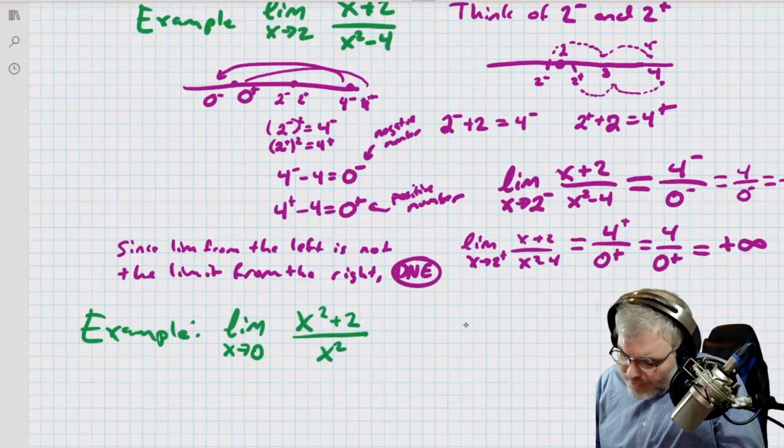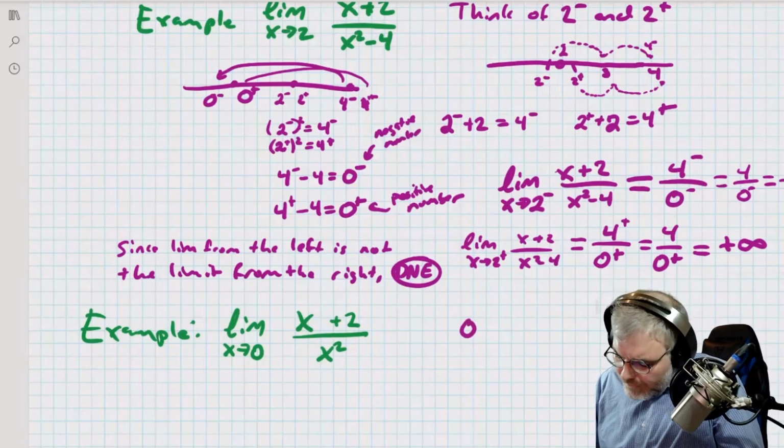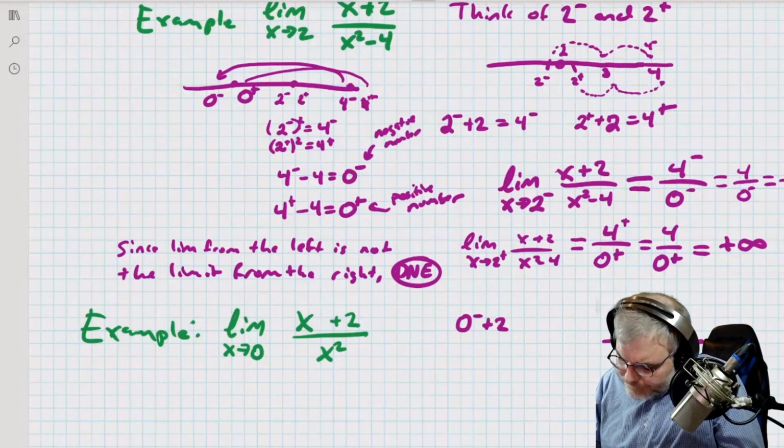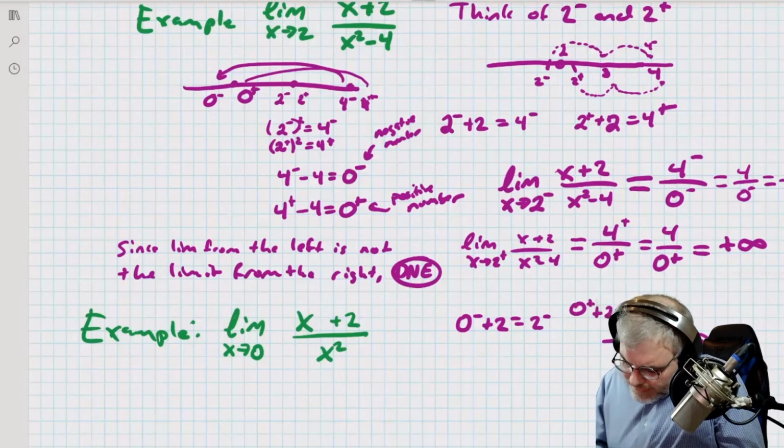So, if I take 0 left, now let's do x plus 2. Easier. So let's look at 0 left. Well, 0 left plus 2 is what? If I'm just to the left and I add 2, I'm going to be at 2 left. And then 0 right plus 2 equals 2 right. I think we can all get that.